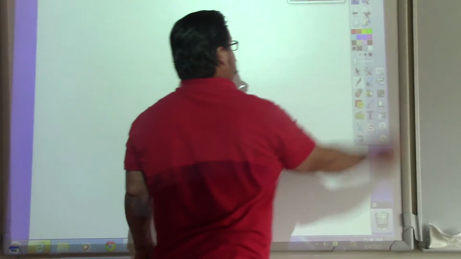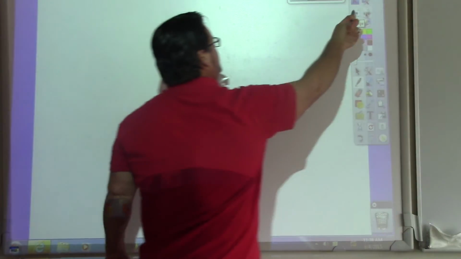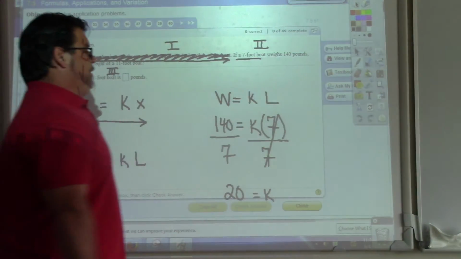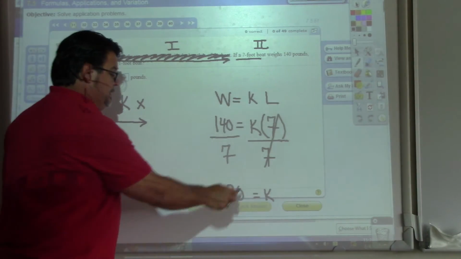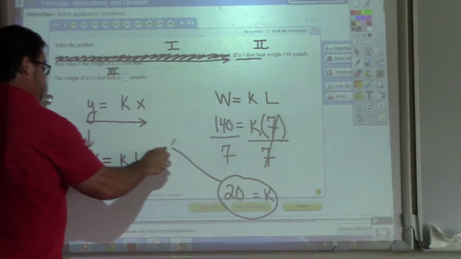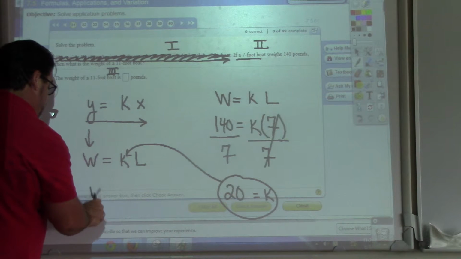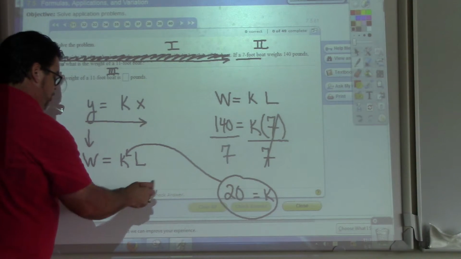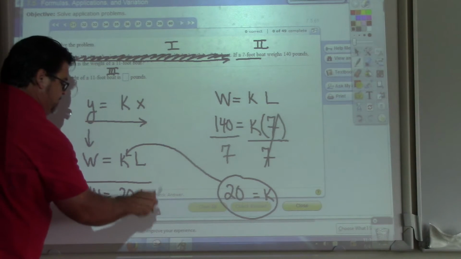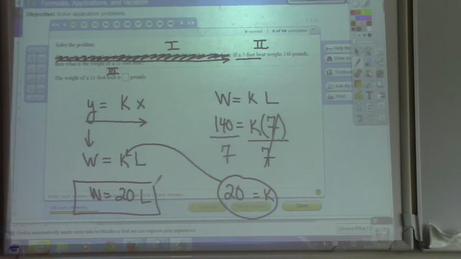Another type of question is going to say, find the formula. Well, now I found K. What am I going to do with that K? Plug it in right there, and I get W is equal to 20 times what? L. And this is the second type of question. In other words, they're going to say, find the equation. There it is.